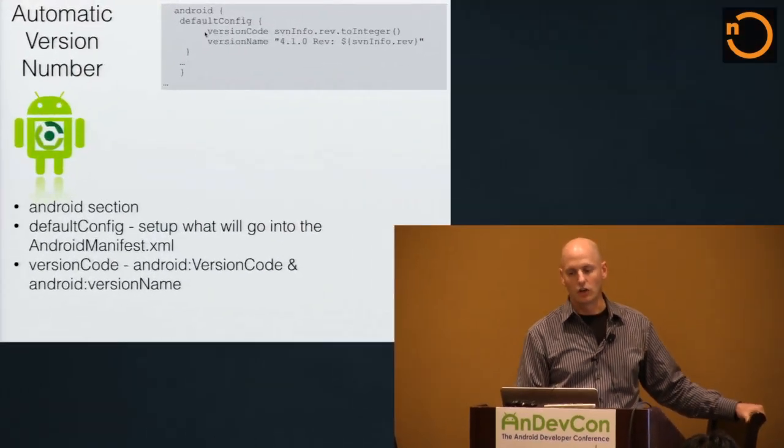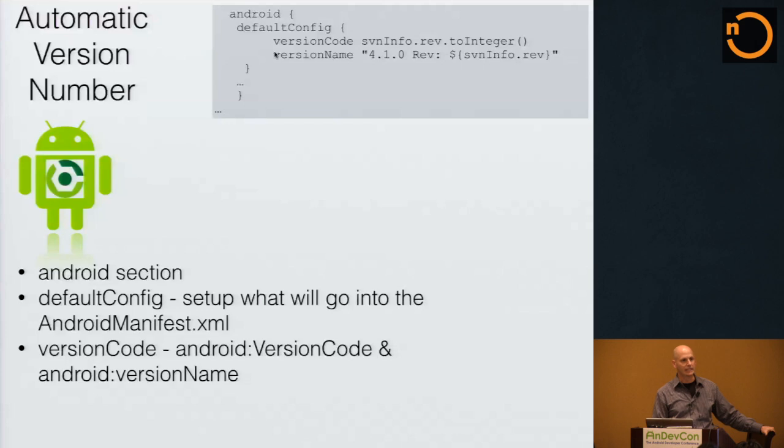So there's that version. In the default config, there's a section called default config, and this goes into all the manifest XML files across all the flavors. All right? You can also specify this in each individual flavor if you want. So you could have a version name that included free or demo or debug or whatever if you wanted.